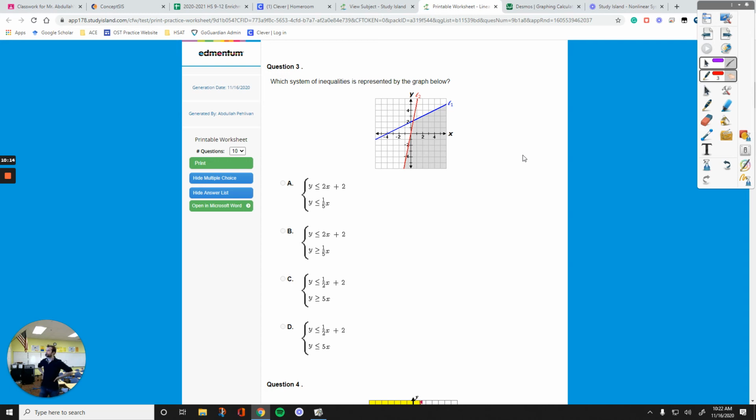Find the y-intercepts first. So the y-intercept of this line over here is 0, right there. The y-intercept for the red line equals 0, which means you're not going to have a number at the end. It's going to be like 5x, that's it, plus 0. You don't need to put plus 0 or minus 0. And then for the blue one, the y-intercept is right there, over here. Okay, and then that means positive 2.